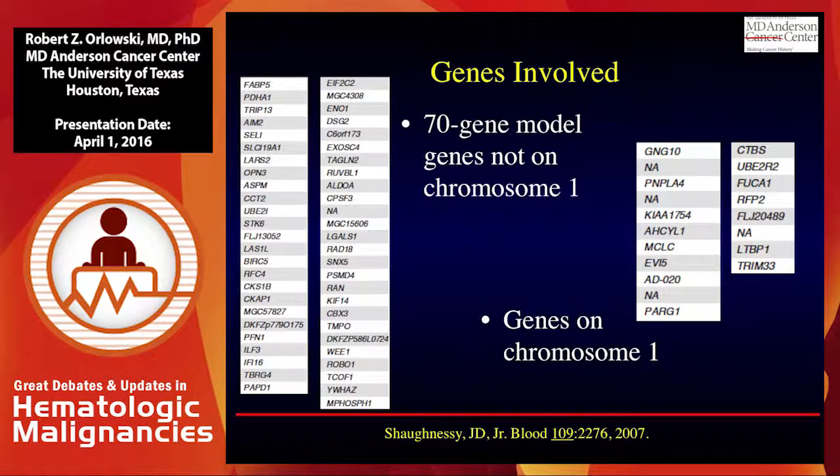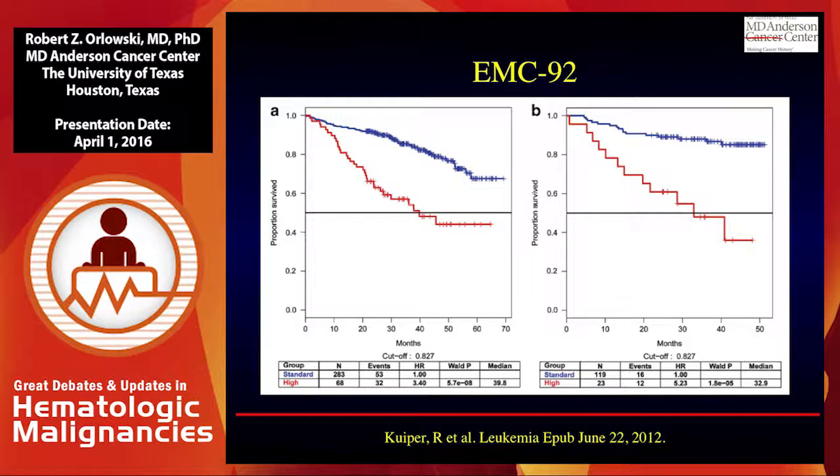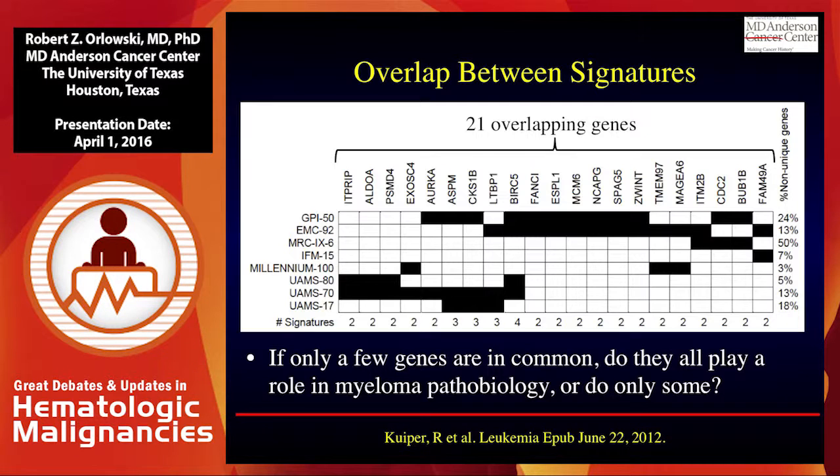These are the 70 genes that were in that model, many of which were on chromosome 1. We still don't know everything about the biology of all of these genes and how they contribute to high risk, but at least it's something to start with. There are other risk profiles that have been produced from gene expression data. There's the European panel, which was a 92 gene panel, which was apparently at least somewhat better perhaps than the 70 gene panel. But again, you can see a big difference between standard risk and high risk.